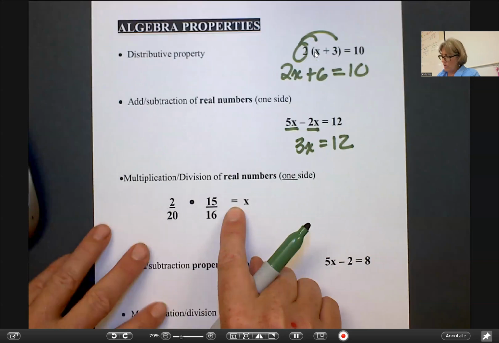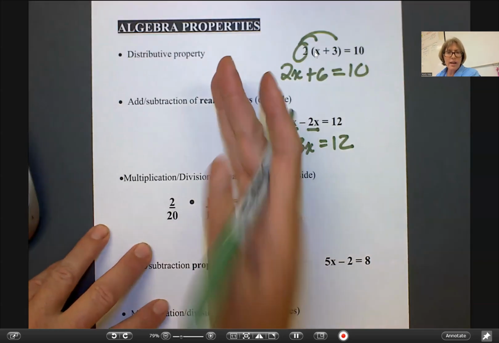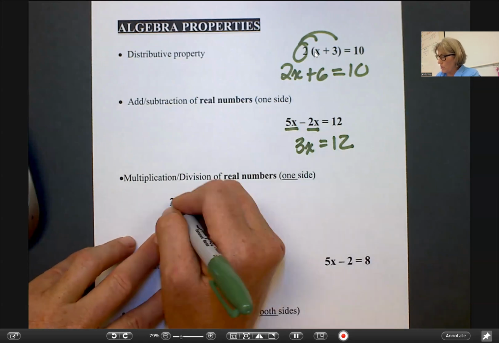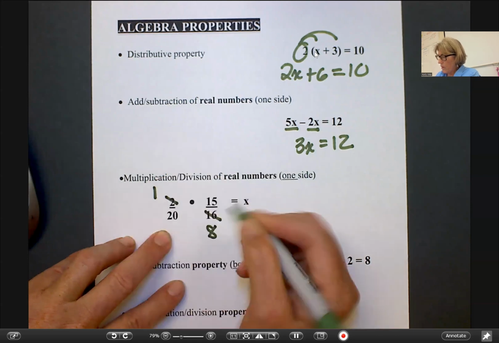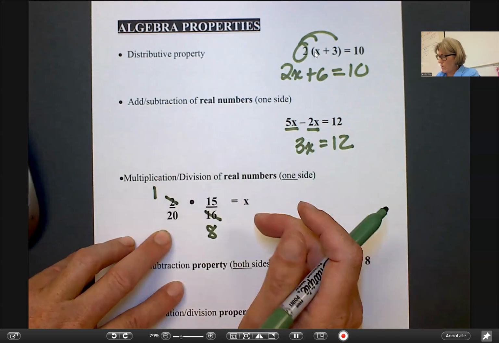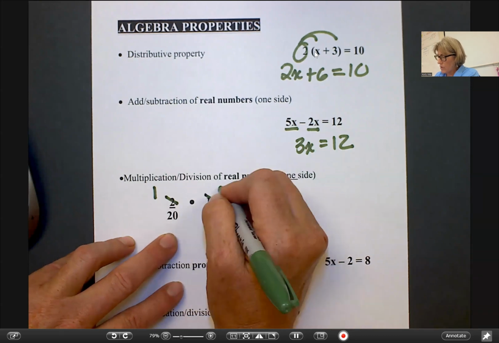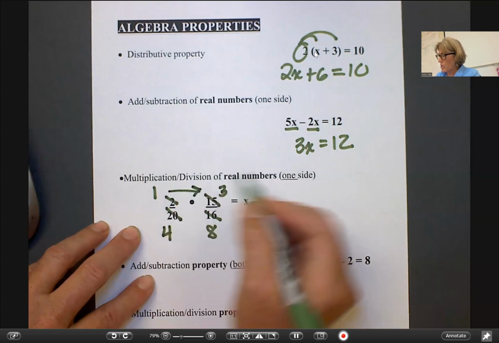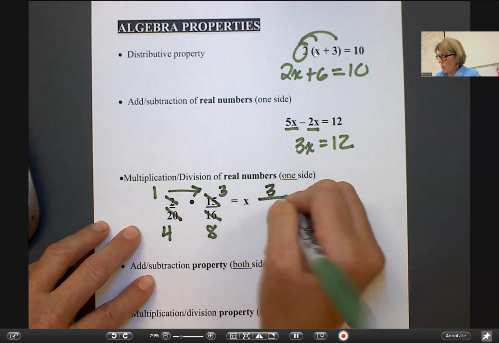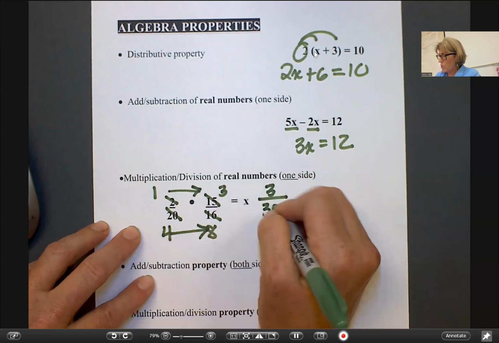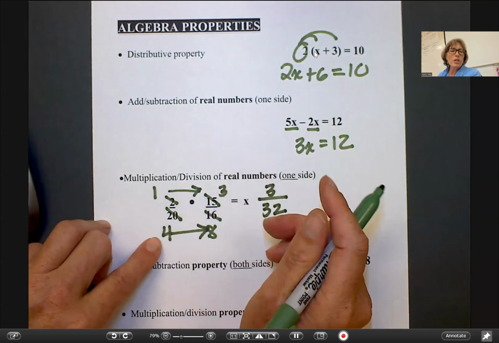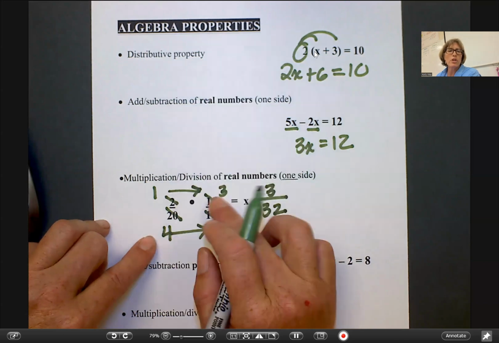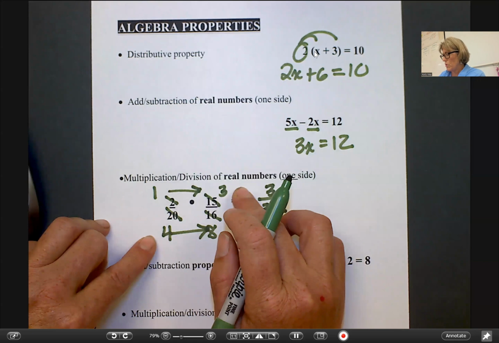Notice the equal sign here. Since I'm on the same side of the equal sign, I can divide stuff out and reduce to my heart's content. So here we go. 2 goes into 16 8 times. 15 divided by 5 is 3. 20 divided by 5 is 4. And then I multiply straight across. I have 3 over 32. Basically, all my multiplication and division was on one side of an equal sign. I'm not clearing stuff. That's called multiplication and division of real numbers.